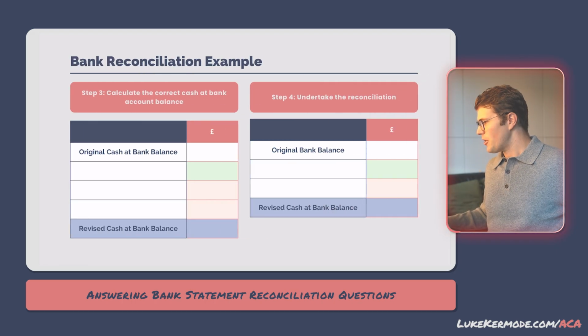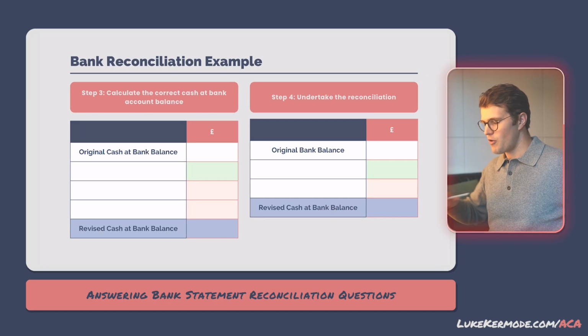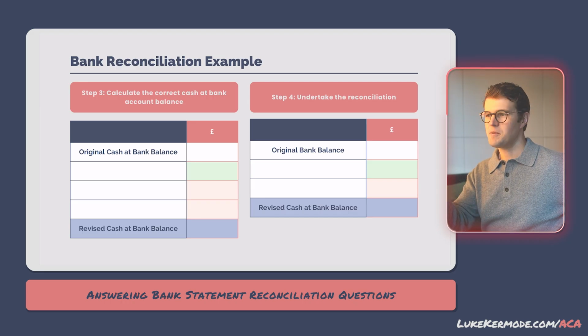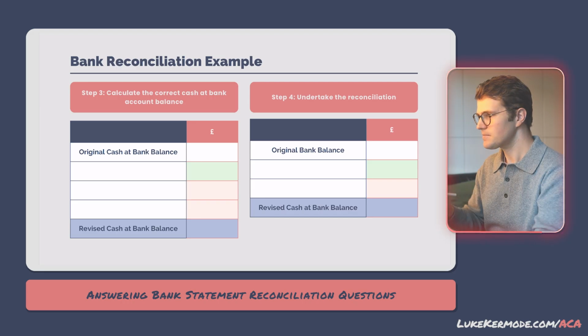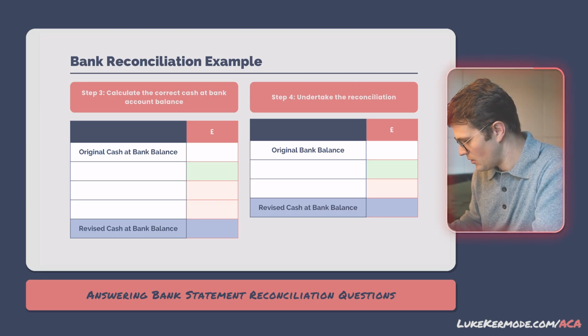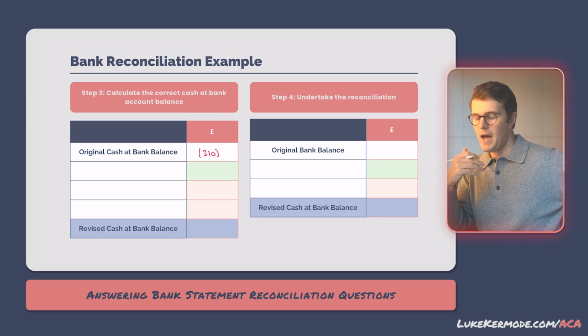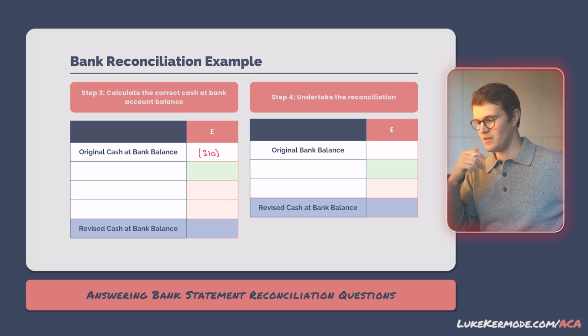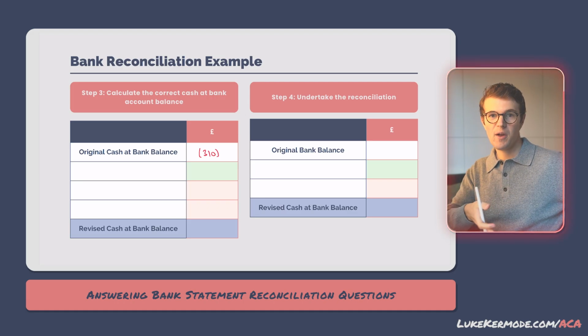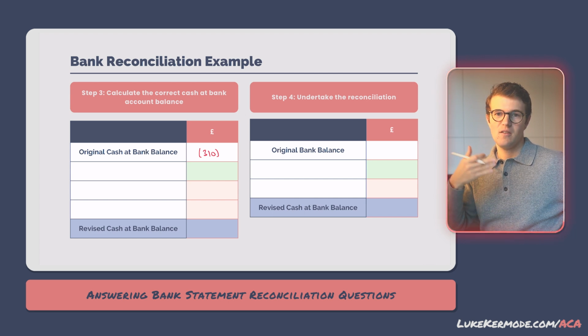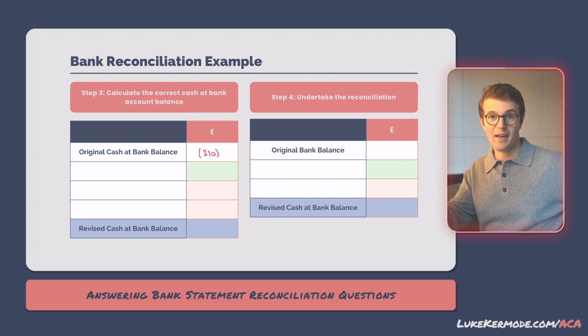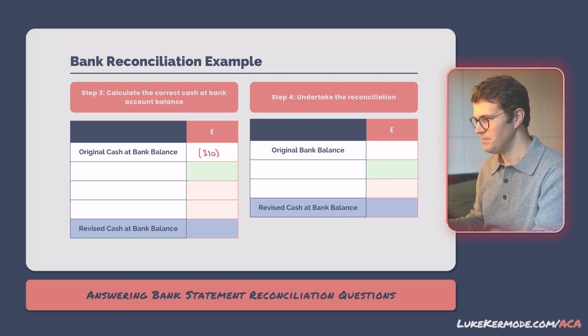So the third step in the process is to calculate the correct cash at bank account closing balance. We begin with the opening credit balance of negative £310, which reflects the overdraft position that the business has. Next, we need to account for the 3 errors we identified on the previous slide, which need to be revised to correct the cash at bank account balance in the nominal ledger.